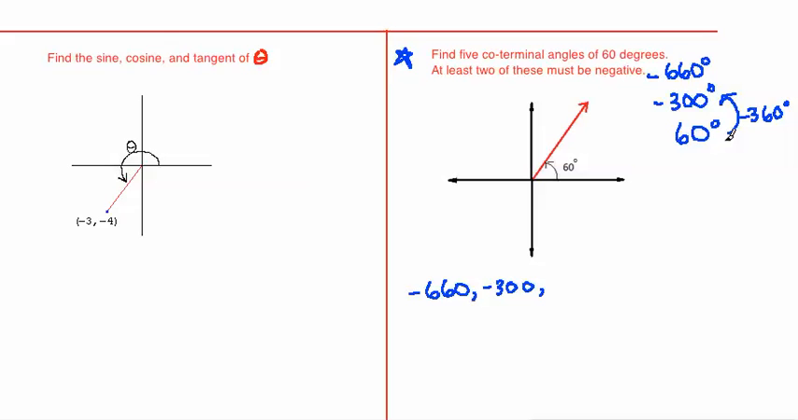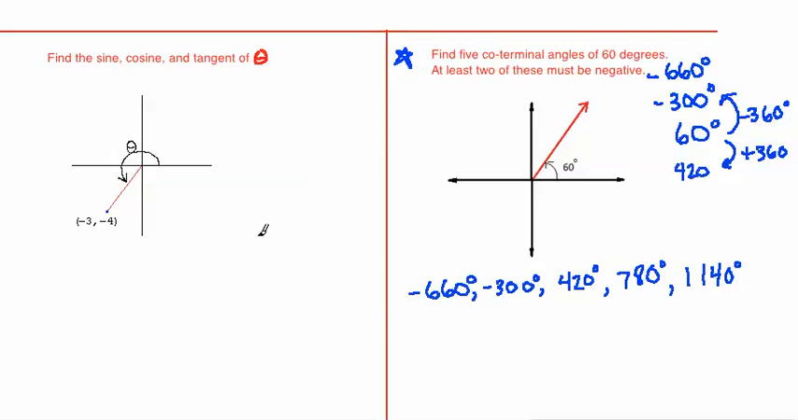And now we're going to find some of the positive coterminal angles. We're going to add 360. So 60 plus 360 gives us 420. So our third coterminal angle is 420 degrees. And we're going to continue to do that. Add 360, and we would get 780 degrees. Add 360, and we're going to get 1,140 degrees. And theoretically, you could keep doing this forever, and you have an infinite number of coterminal angles. So that is coterminal angles.